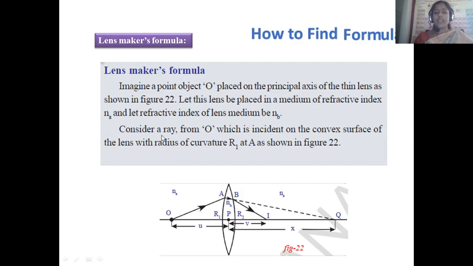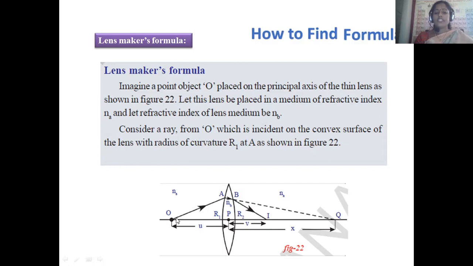So a very thin lens, as shown in figure 22, we are keeping at the point called the optic center. Let this lens be placed in the medium of refractive index Na. Here, this lens bifurcates two regions. The refractive index of the first medium is Na, and the refractive index of the second medium is Nb, right? So two different mediums are separated by this convex lens.